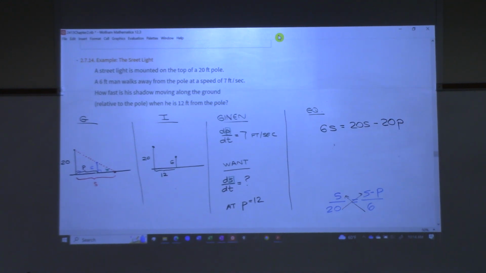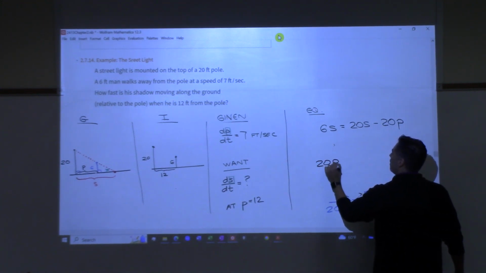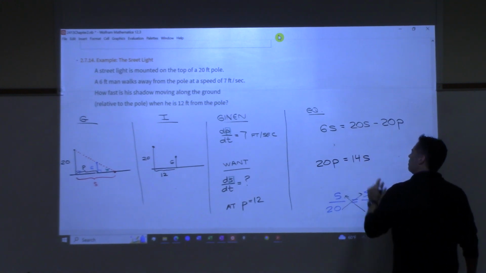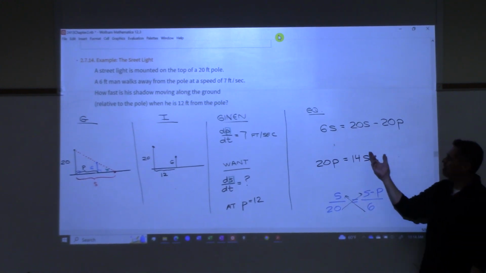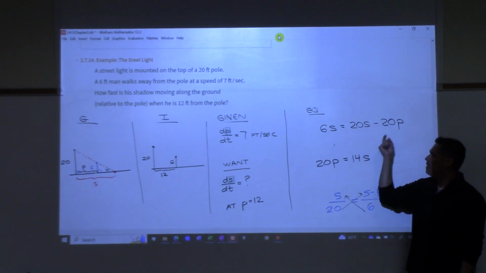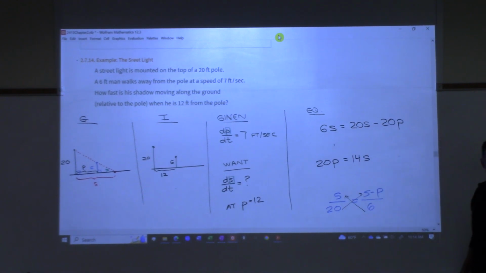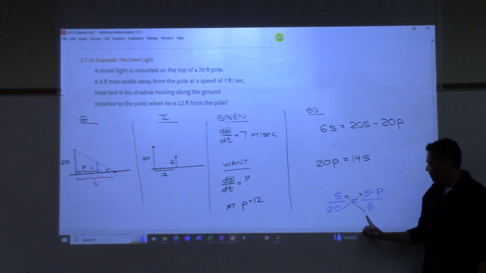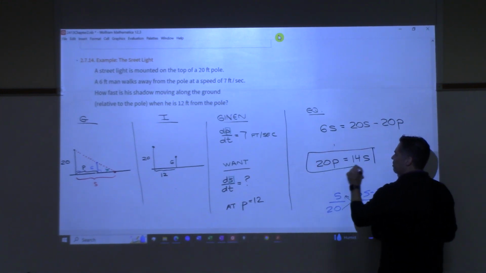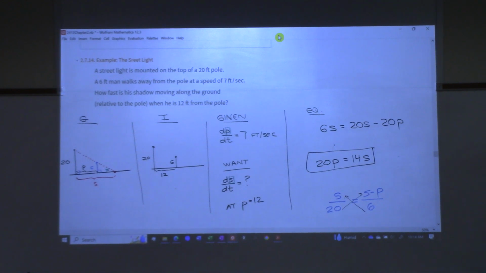Let's see, is this the same? 20p equals 14s, right? I just decided to move my s's to the right and move my p's to the left, so that way I could keep everything positive. Any questions on what I did there? Or is that an equation that relates s and p together? It came from here, right? It's the same equation, just written differently. So this is the equation that I'm going to use. That looks like a very, very straightforward thing to take the derivative of.